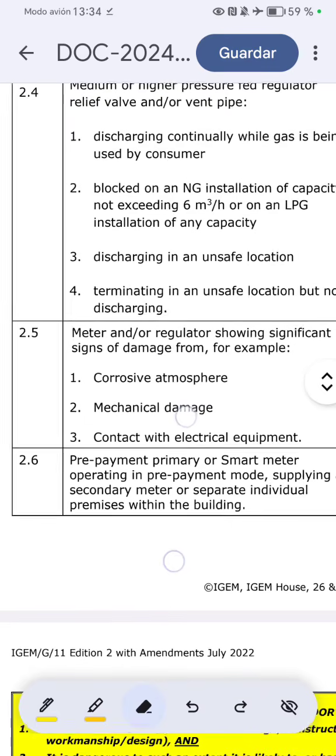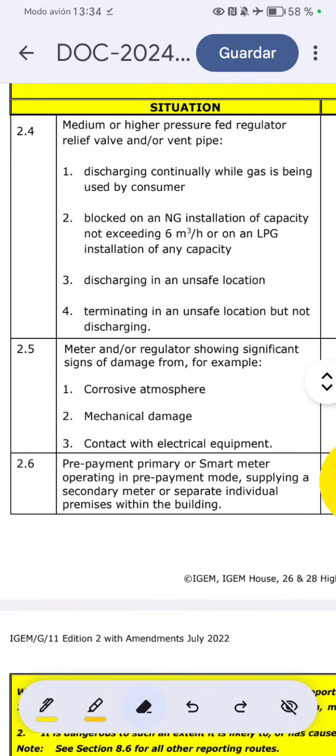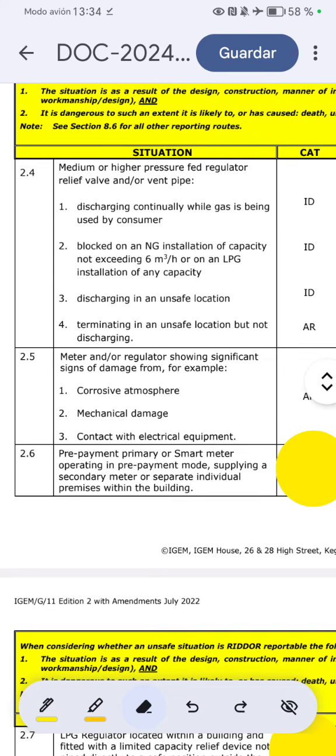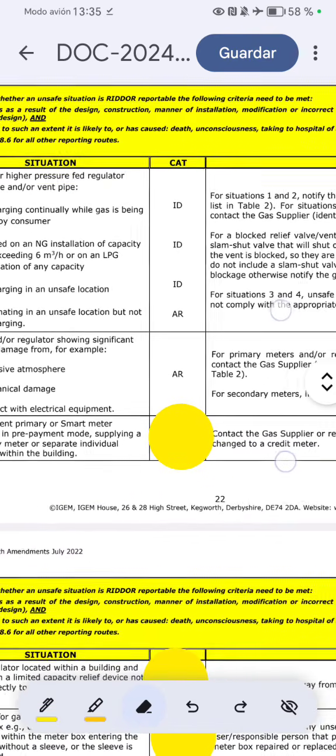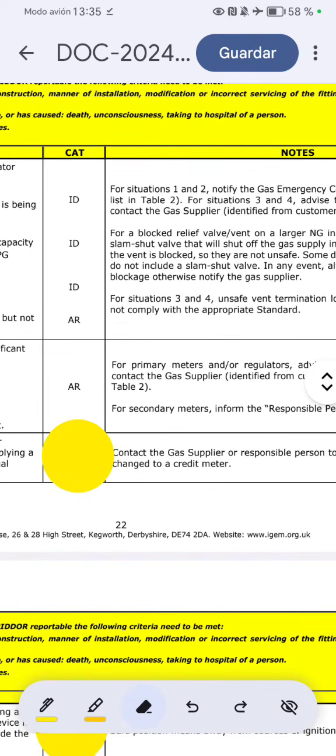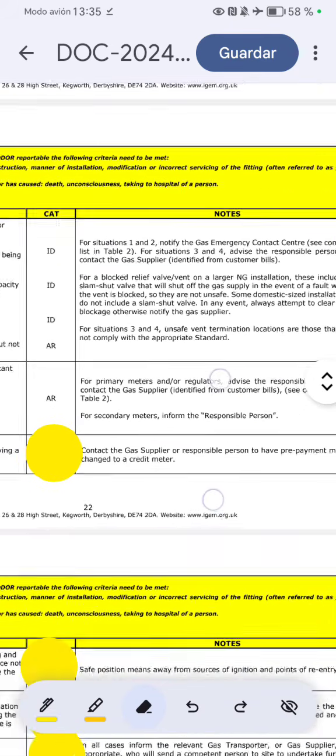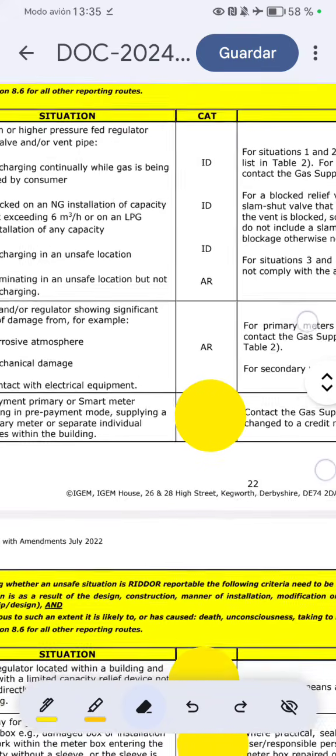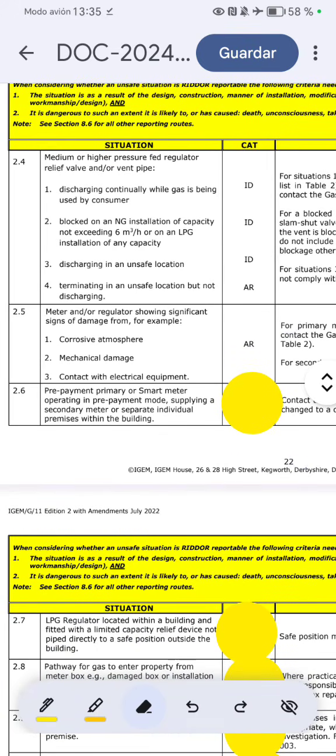Yes. All right. 2.6, prepayment primary or smart meter operated in a prepayment mode, supplying a secondary meter or separate individual premises within the building. Prepayment meter, smart meter. Oh my days, supplying a secondary meter. I'm not sure about this one. I'm going to try and get a clue over here. So after I've done whatever category it is, I need to contact the gas supplier or responsible person to have prepayment changed to at risk. Supply secondary. I'm going to say at risk. Whew. Got that one right.